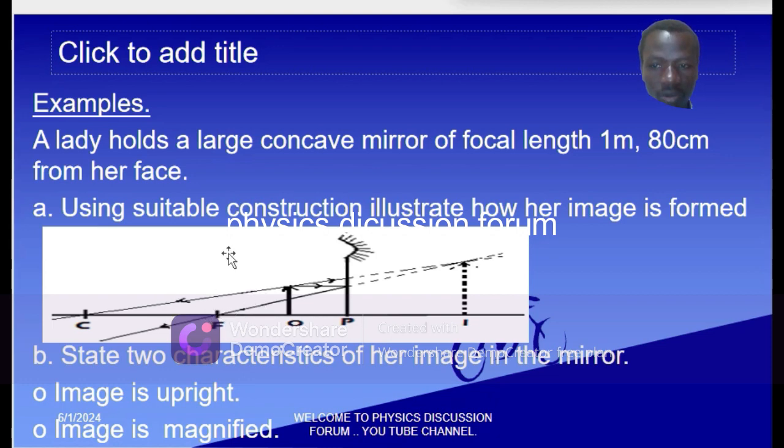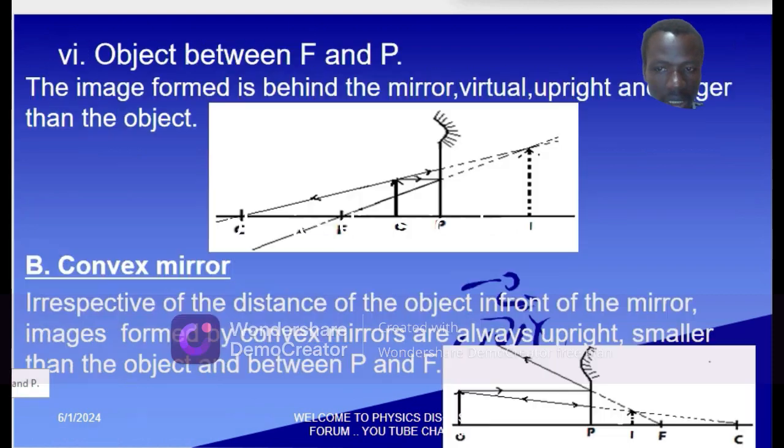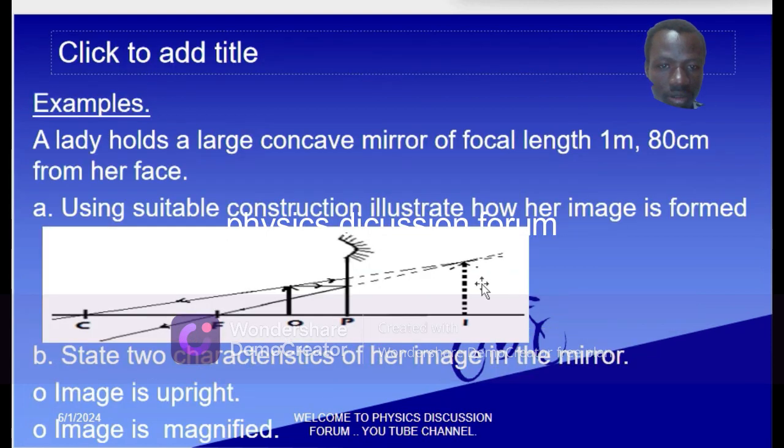So we find from the special case which we said, which is shown here, you can see where the image is formed. So if you draw that one keenly, it is there. So the characteristics: the image is upright, it is magnified, it is virtual, then formed behind the mirror.